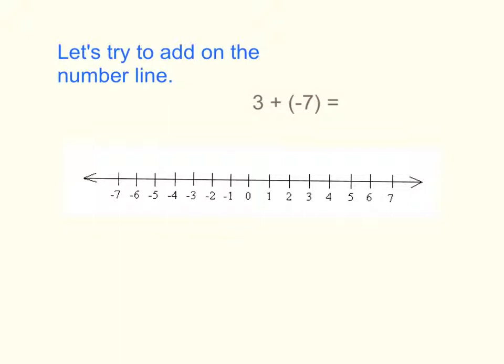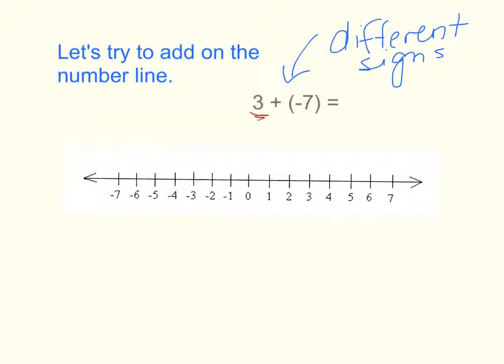The first thing I notice about this problem is I am going to be adding two integers that have different signs. The first part of the process of adding on the number line is to take your first addend and place it on the number line. 3. Now I'm going to figure out which way I need to go on the number line.